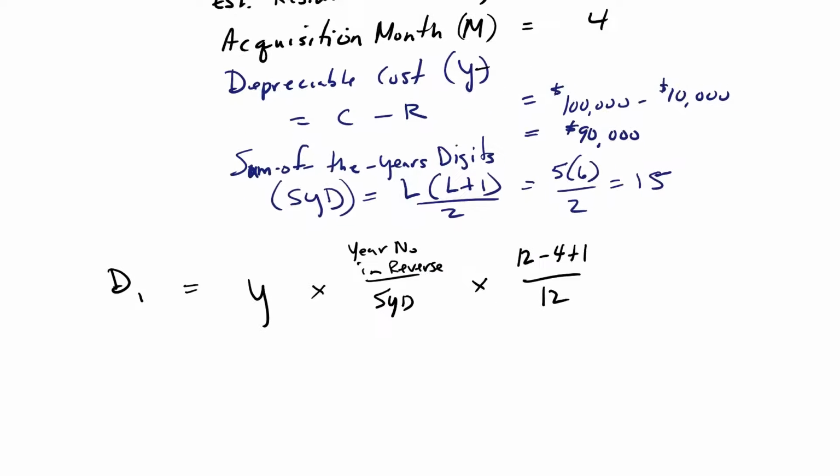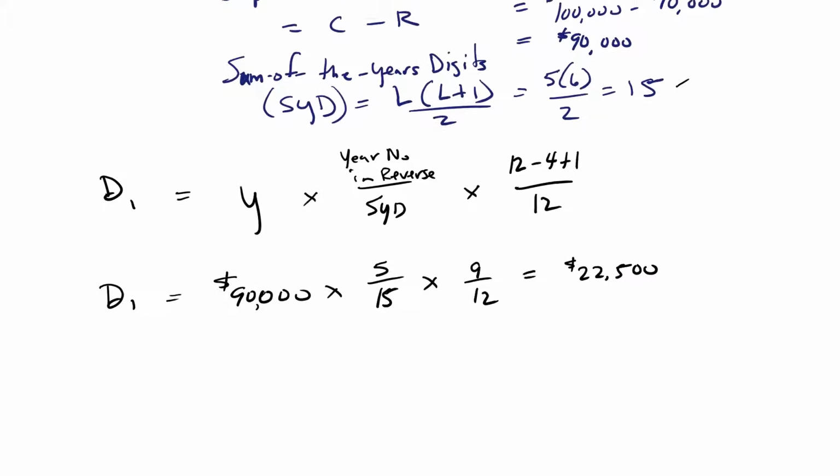So once again, for year 1, our depreciation will be $90,000. That's our depreciable cost. The year number in reverse order will be 5, so we begin with 5. The asset has a 5-year useful life, so we begin with 5 and we put that over the SYD, which, as we determined up here, was 15, and we will take 9 over 12 months as our fractional year amount, and so that will give us $22,500 for the first year.